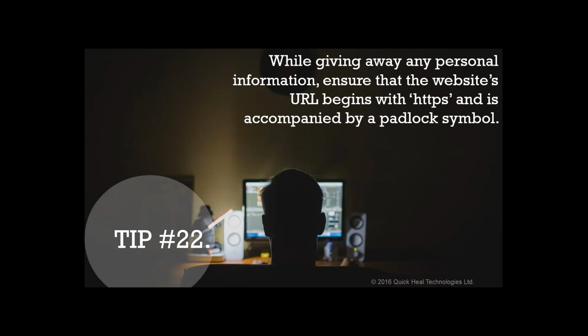Simple as that. While giving away any of your personal information, ensure that the website's URL begins with an HTTPS and is accompanied by a padlock symbol. A very important tip here, folks. Whenever you are doing a financial transaction or you are using a username and password, like using a Facebook account, the site has to start with an HTTPS and there needs to be a padlock symbol on it. This ensures that the site where you're inputting information is secure and your data remains encrypted so that it becomes unstealable.